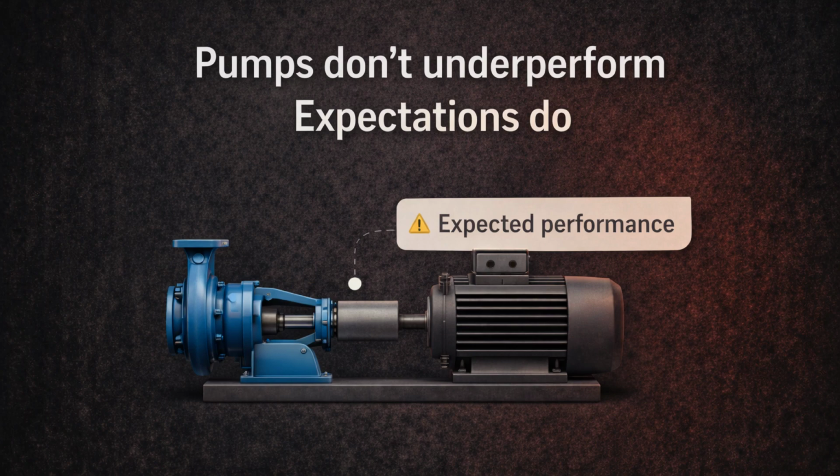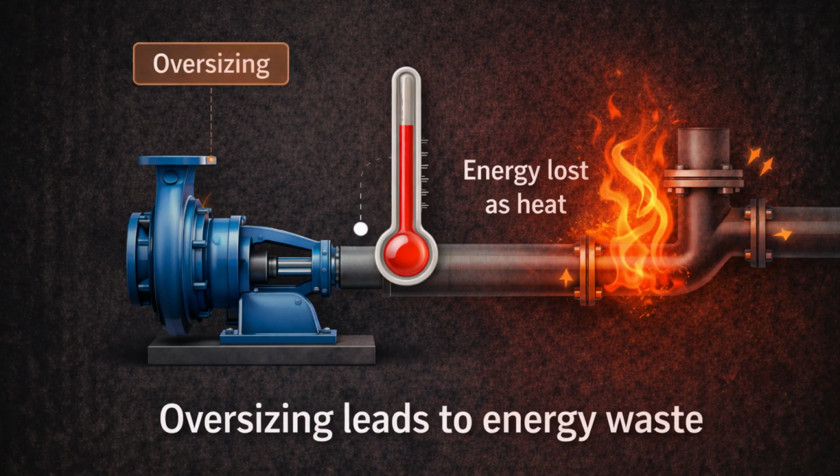Misunderstanding pump curves often leads to oversizing. Bigger pumps are selected just to be safe. Then valves are throttled to control flow. The result is wasted energy, higher operating costs, and unnecessary stress on seals and bearings, all because the system was misunderstood. So what should engineers do differently?